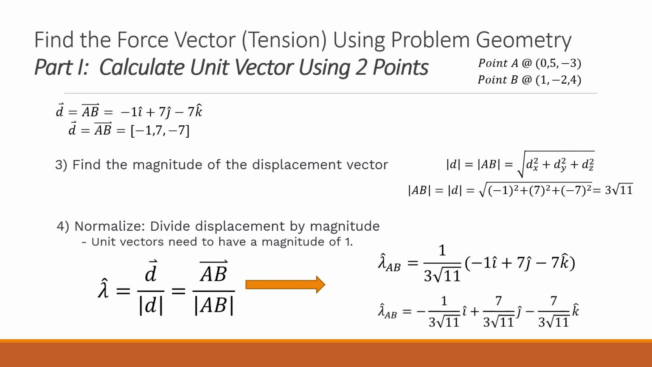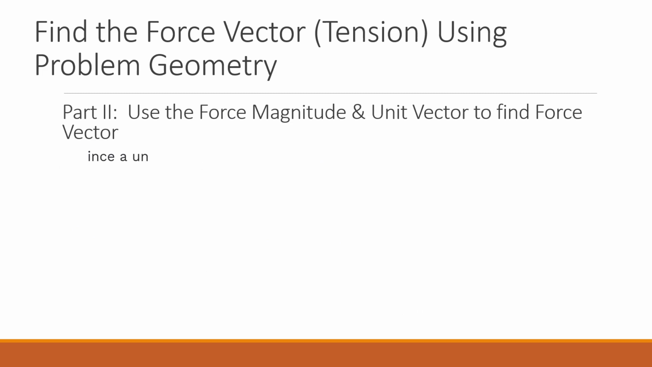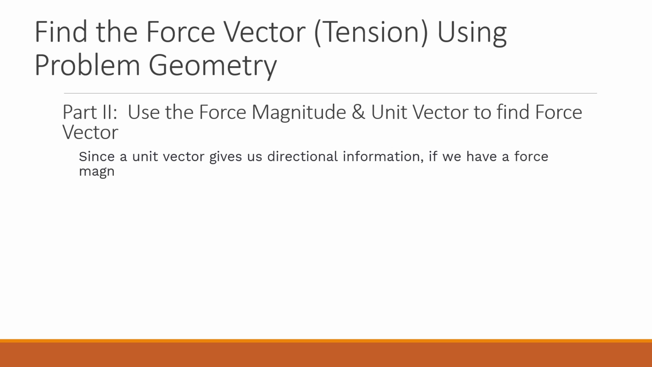Part 2, if we're trying to find the force or the tension using this unit vector, most likely we're going to be given a magnitude of a force. So we're going to use our force magnitude and the unit vector to find the force vector. Now that we've normalized this displacement vector to give us only directional information, if we multiply it by a magnitude, it'll give us a force separated into its x, y, and z components in our vector format, making it easy to work with in a lot of situations.